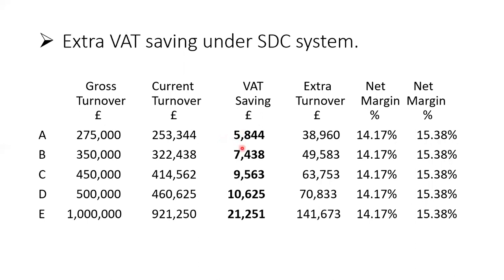And this figure can go up based on the turnover of the practice. Let's say practice E is making a turnover of £921,000. And if this practice decides to switch from FCA to SDC, it can have an extra VAT saving of up to £21,000. So there are different scenarios. You can basically imagine your practice under these five practices by just looking at the turnover and see how much you can save over the years. And just imagine this £6,000, if you multiply it by five, it's nearly £30,000 of extra profit over the next 5 years.